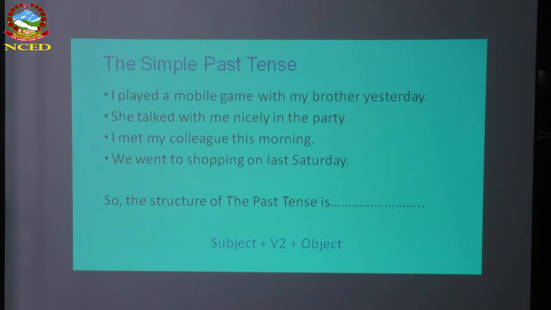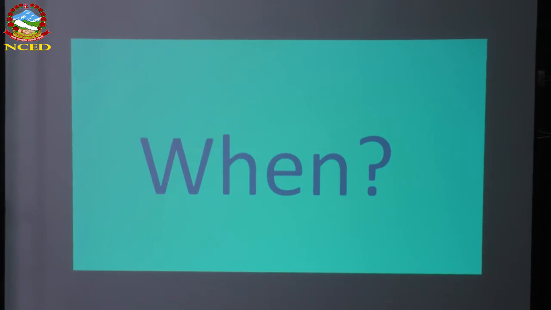So, did you notice the pattern? Of course, the one we have already talked about. The structure used in these sentences is subject plus verb two plus object, right? And the remaining portion. So this is the structure we use for simple past tense. Now, let's talk about when we use it. In which situations do we use it?